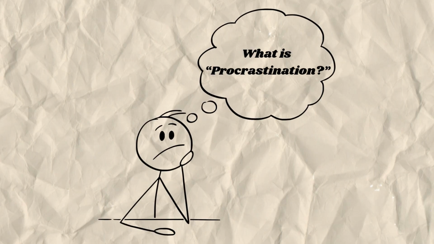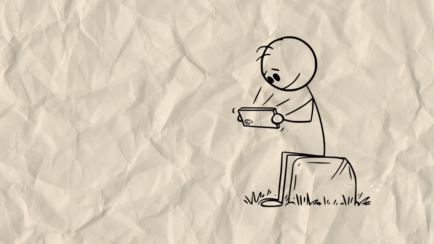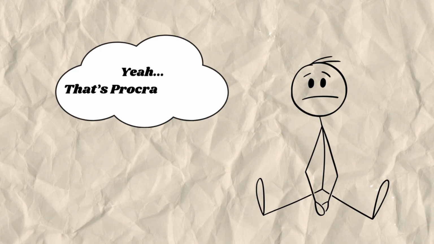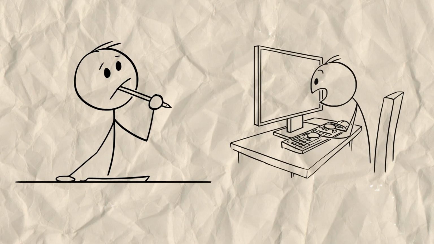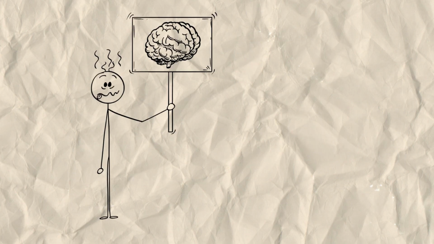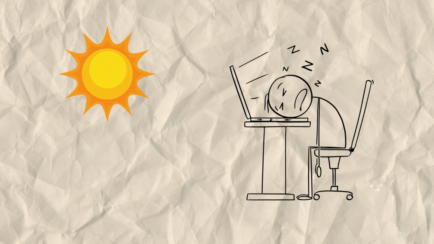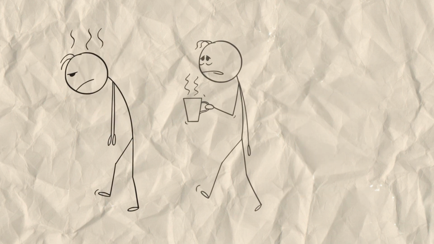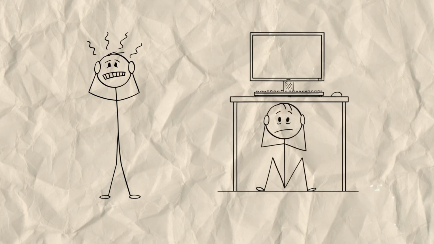What is procrastination? Have you ever stared at a to-do list and thought, I'll start this after I watch just one more cat video? Yeah, that's procrastination. Procrastination is when you know you need to do something, but you keep putting it off. It's like your brain says, let's do it later, even when later magically becomes tomorrow, and then the day after that. And before you know it, you're in 2035, still planning to start.